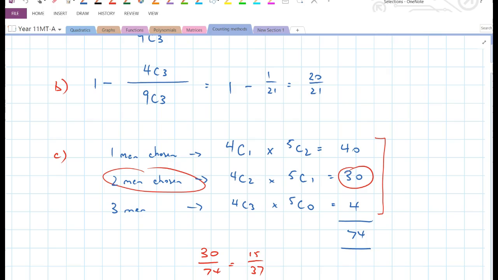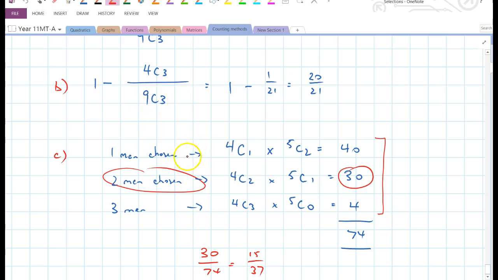Now in the last part, 11C, exactly 2 men. The probability that the committee contains exactly 2 men, given that at least 1 man is chosen. So again, as soon as questions say given that at least one man is chosen, like in the last question, where it was given that the number is greater than 3,000, our sample space changes. It's not 9C3 anymore. We know that one man has been chosen.